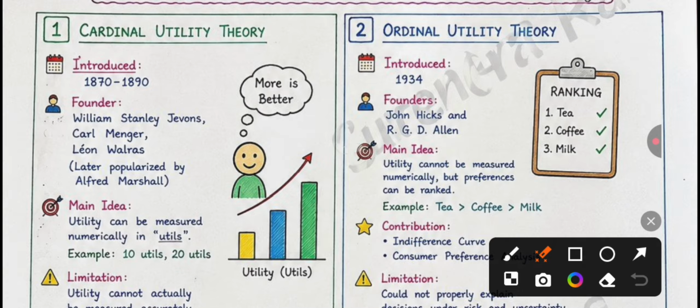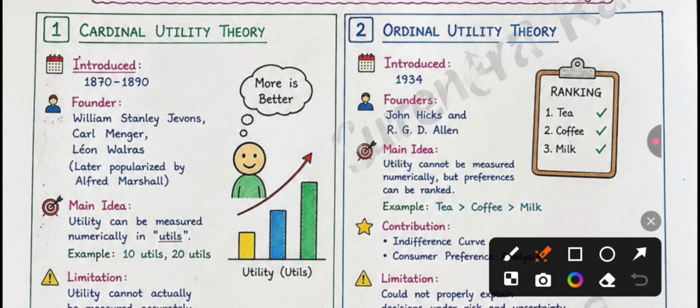For example, tea greater than coffee greater than milk. This means tea gives the highest satisfaction, coffee is second, and milk is third. Notice that we don't know how much satisfaction each gives. We only know the order of preferences.